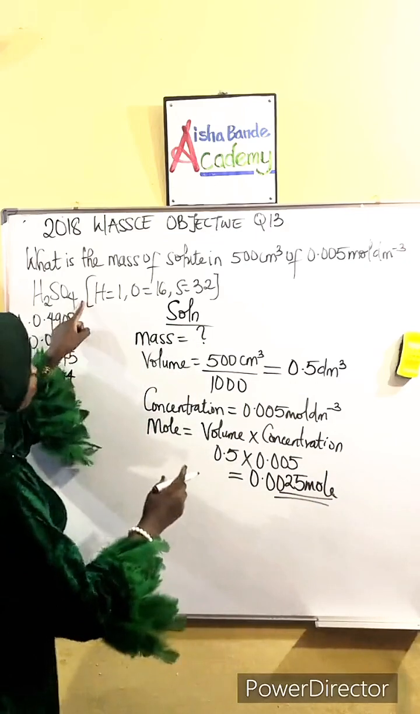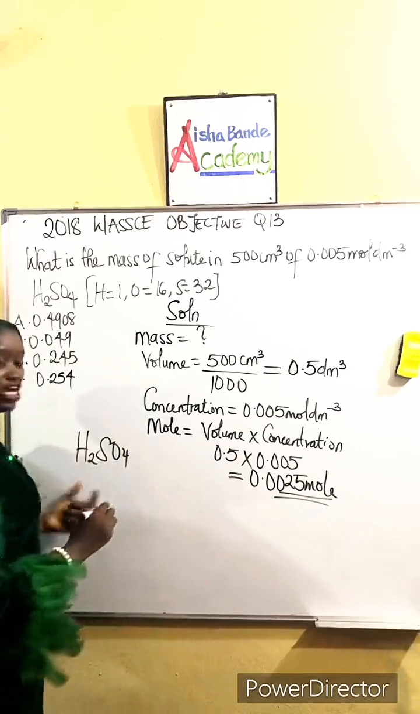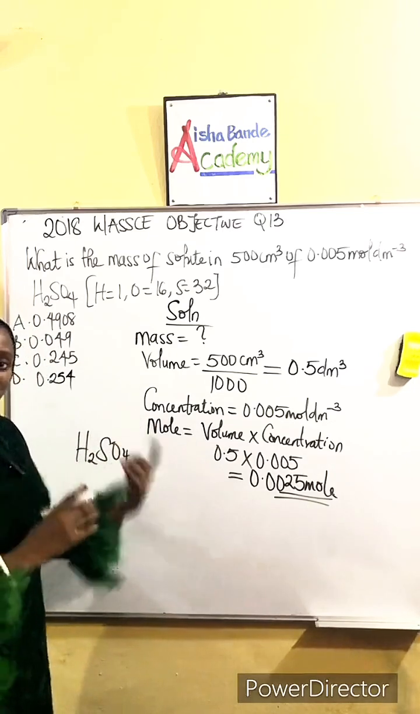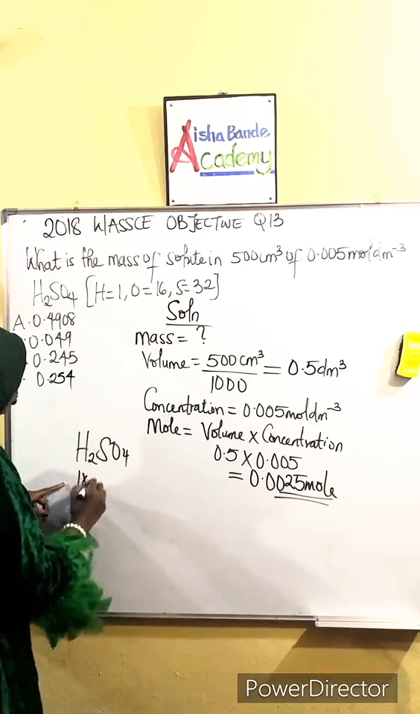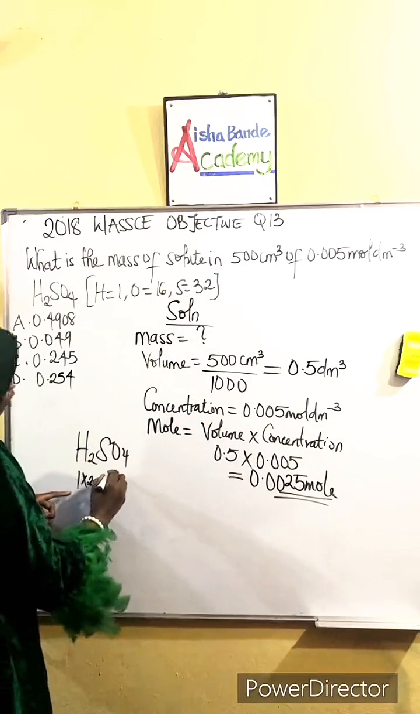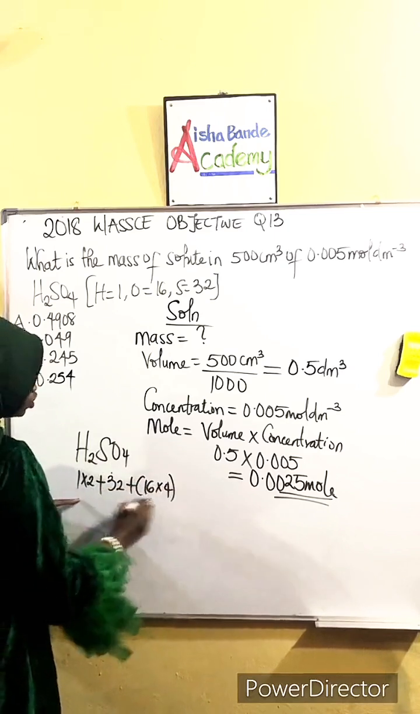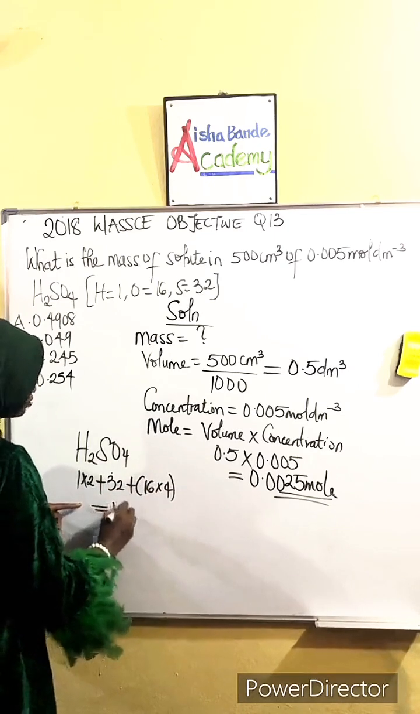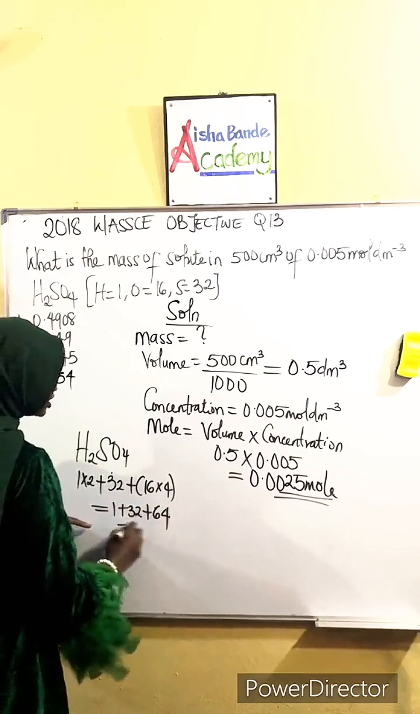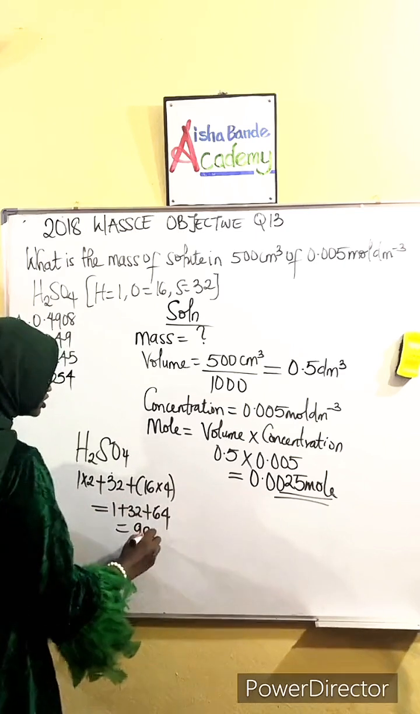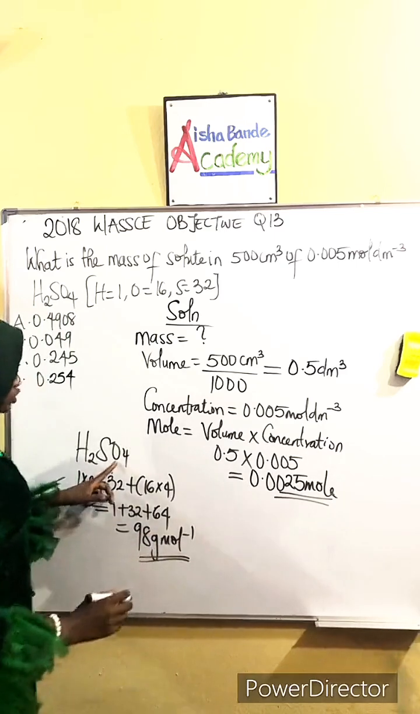Okay, so since we've gotten the mole, from here we can move on. So we have the compound given, H2SO4. From here we need to calculate the mass of this compound, and we have been given the mass of each element. So hydrogen is going to be 1 times 2, plus sulfur, which is 32, plus oxygen, which is 16 times 4. So this gives us 2 plus 32 plus 64, and this gives us a value of 98 gram per mole. Okay, so this is the mass of this compound.